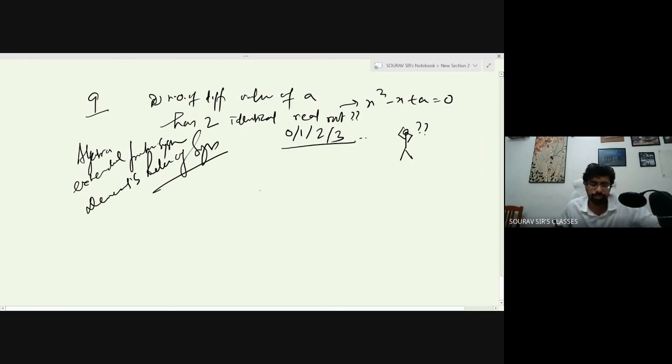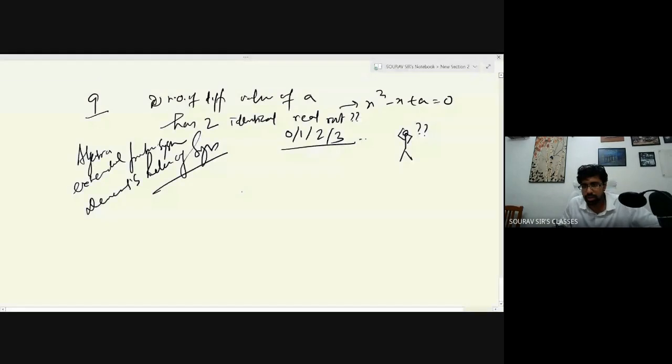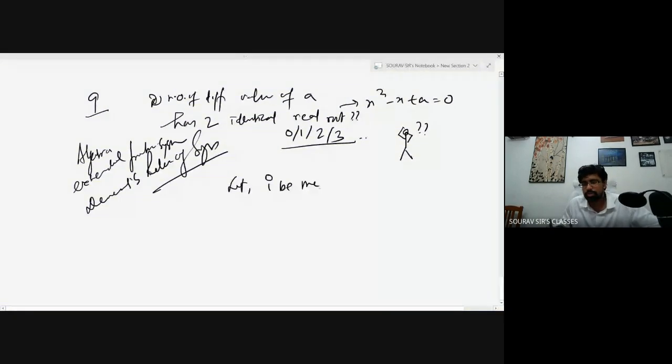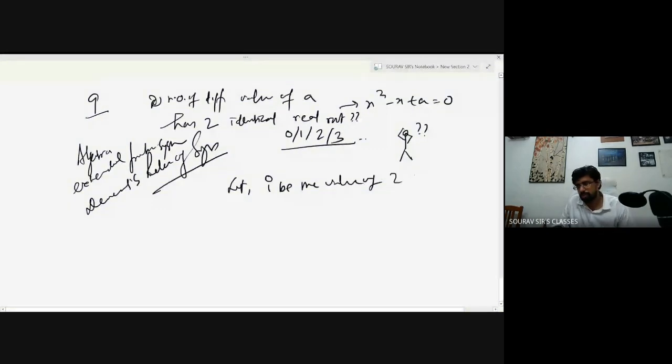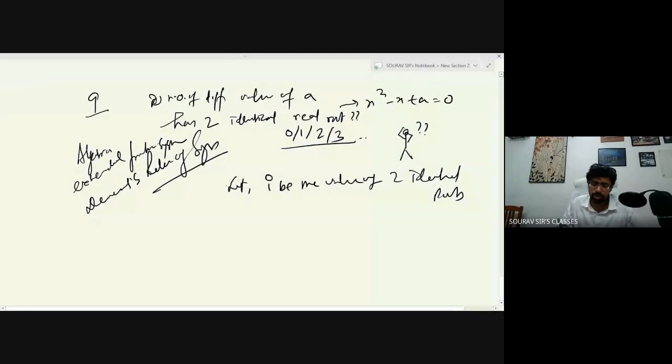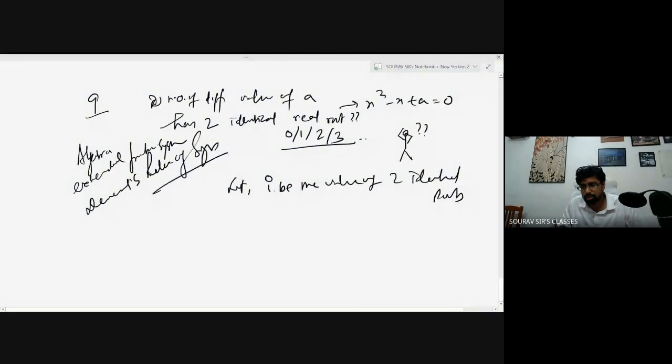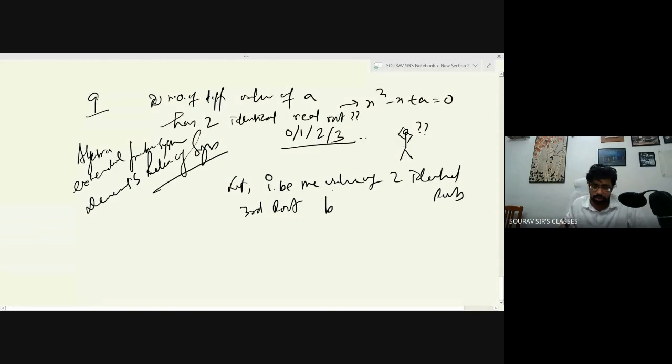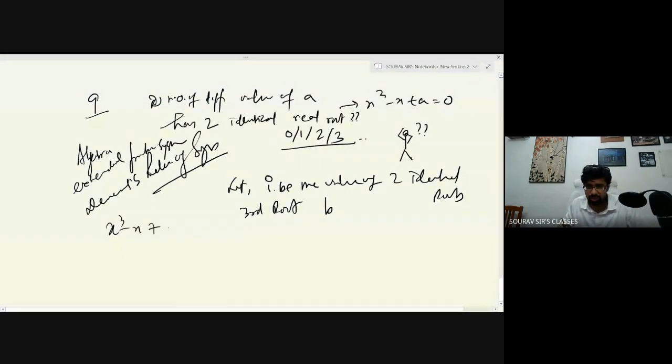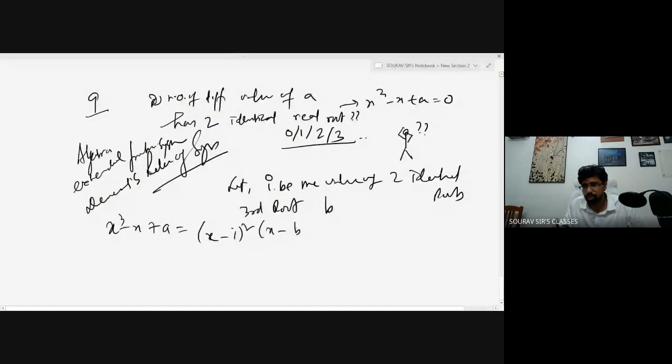So let I be the value of the identical roots, or the two identical roots they have given of the equation x cube minus x plus a, and the third root is maybe b. So x cube minus x plus a is (x minus I) whole square and (x minus b).